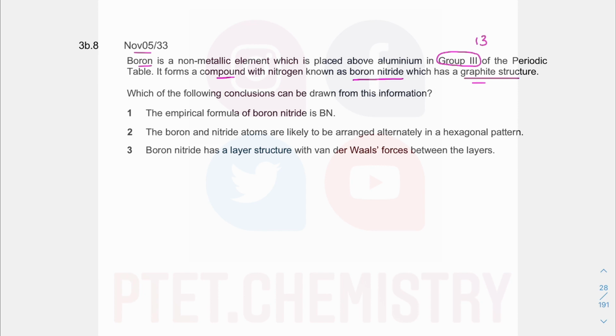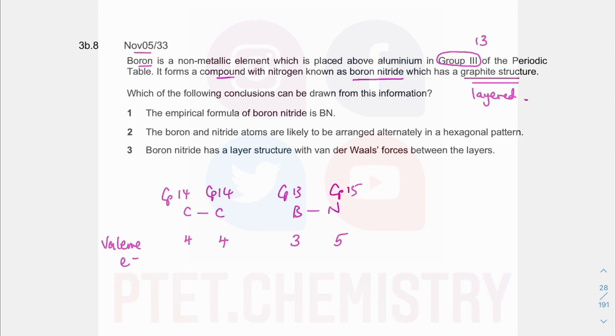It has a graphite structure, so it's layered. When you think about carbon, that has got 4 and 4. I'm talking about the valence electrons. Alright, when you have boron and nitrogen, boron is group 13, nitrogen is group 15, so it's got 5 outer shell electrons. That's group 14 and group 14. Alright, when you total them up, they have 8. Can you see now why boron nitride can have a graphite structure?